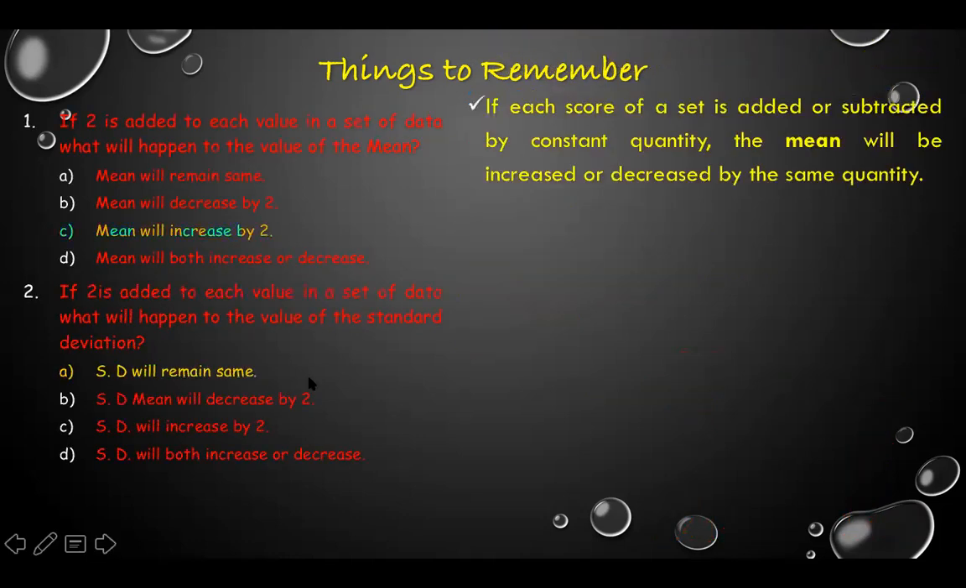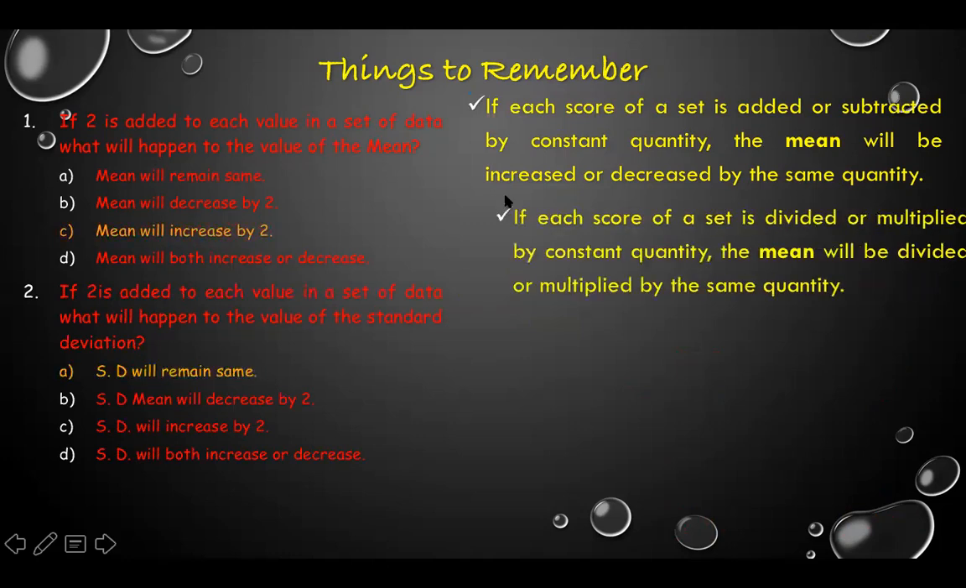Now you have to keep in mind that if each score of a set is added to or subtracted by a constant, here it was 2, let us suppose x, then the mean will be increased or decreased by the same constant. Here you have seen, if we added 2, the mean was also increased by 2. And if we subtract 2, the mean will be decreased by 2.